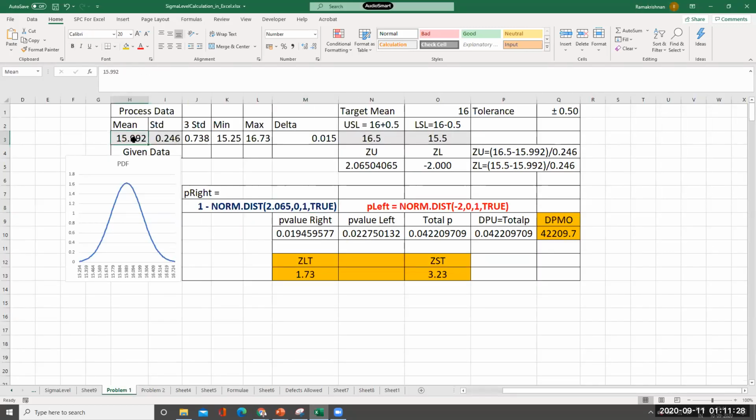Here it is 15.92. Standard deviation is given here, and ZU and ZL are obtained from the upper specification limit and lower specification limit. Suppose they give you mean and tolerance, from this also we can find out the upper specification limit and lower specification limit. Here he has given 16. Suppose I have given 17, right? Then this will be the answer here. So if I put 16, you will get a different answer, right?